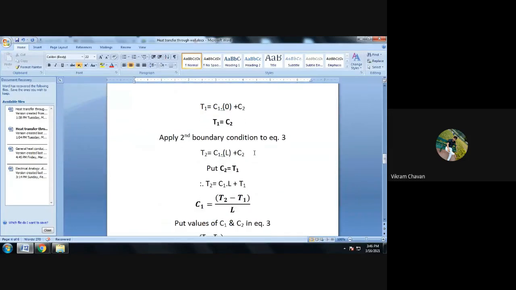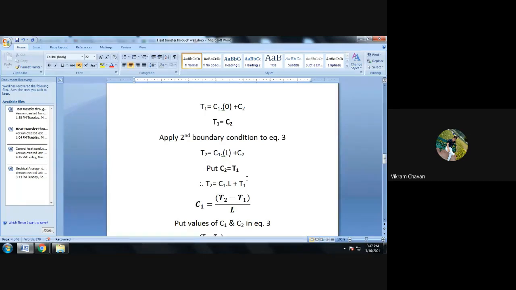Then apply the second boundary condition. The second boundary condition is, when x is equal to L, t is equal to t2. So instead of t, we put t2, and instead of x, we put L. So t2 is equal to c1 multiplied by L plus c2. Then we have to determine c1. So c2 is known, and here we put c2 is equal to t1 in this equation. So we will get t2 is equal to c1 multiplied by L plus t1.